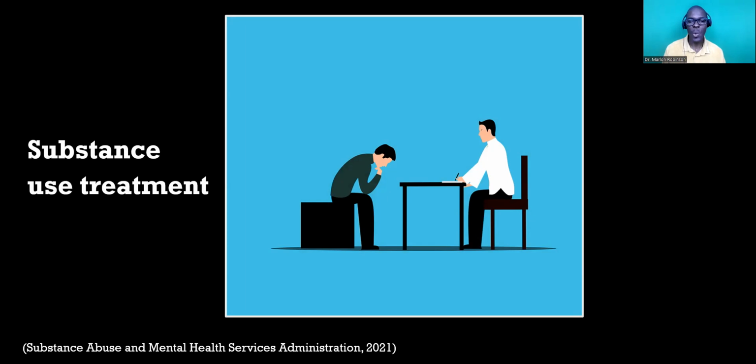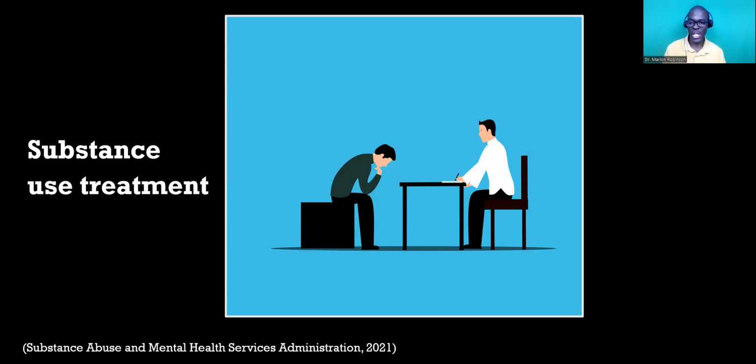Because what happens is that if you're treating only the substance use disorder, the mental illness is also impacting the patient. And so it's very important that both illnesses are considered at the time of treatment, and that both are accounted for in treatment.